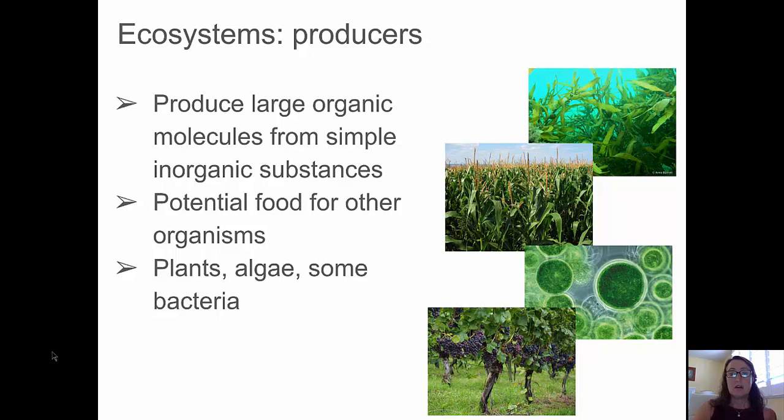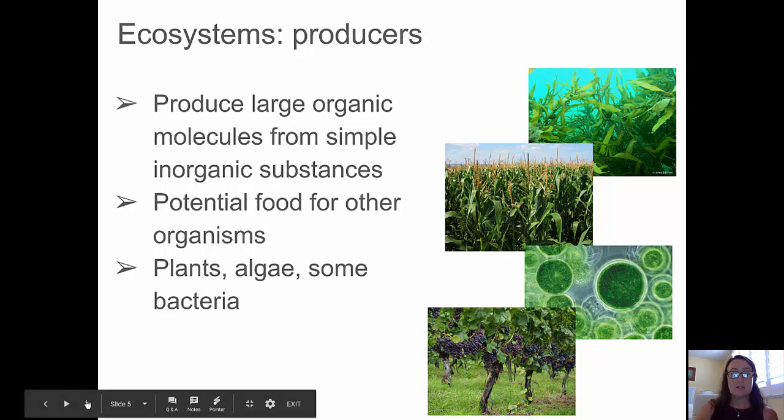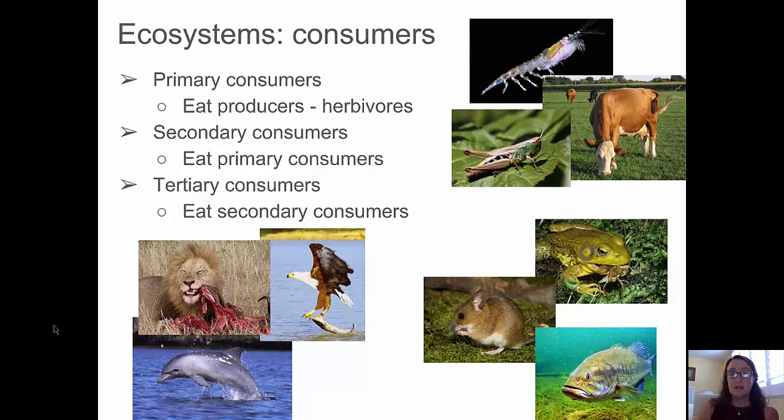Here we see examples of some photosynthetic producers. So we see kelp and corn and some algae and some grape plants, all of which are producing that food for other organisms through photosynthesis. Within ecosystems, we also have consumers, and consumers are at various levels. The first level is called the primary consumers. Those are organisms that eat producers.